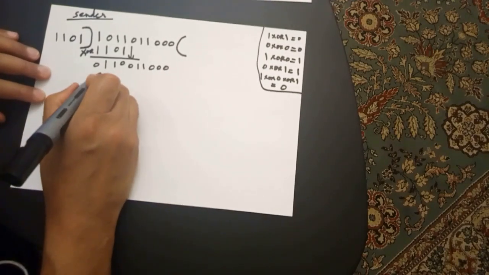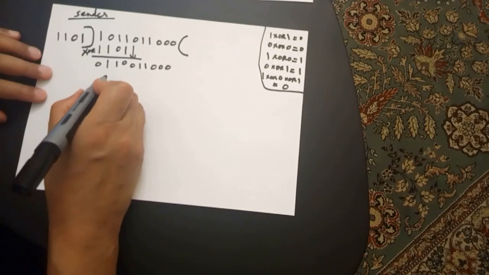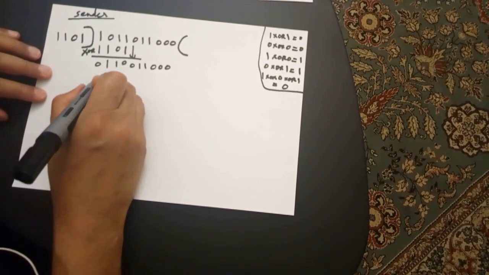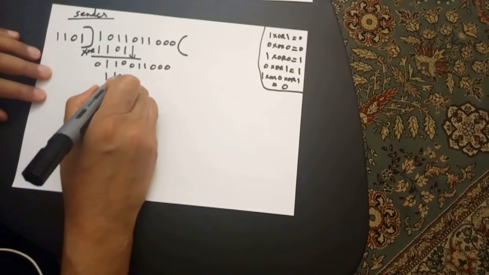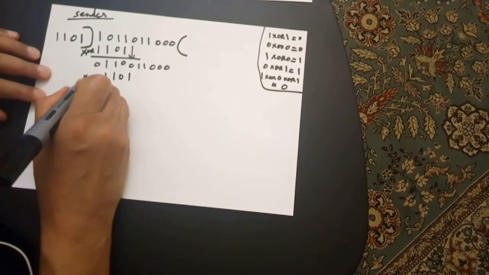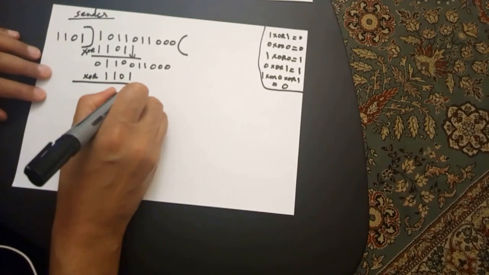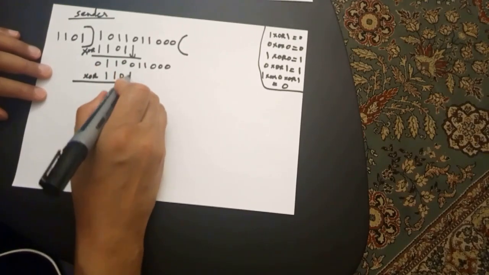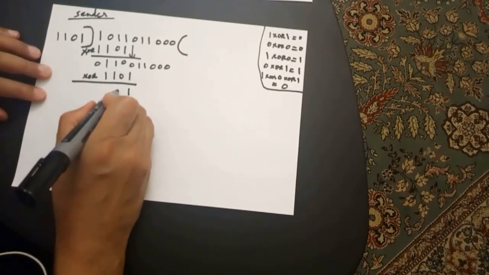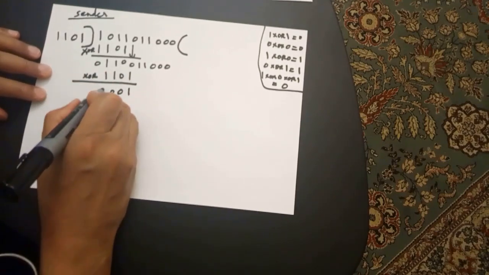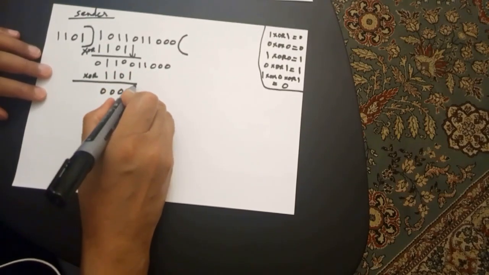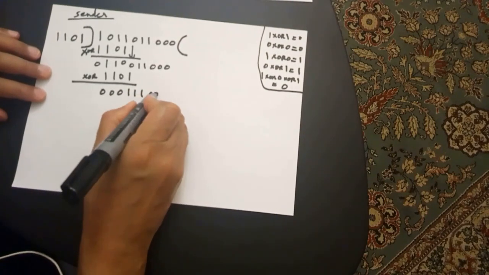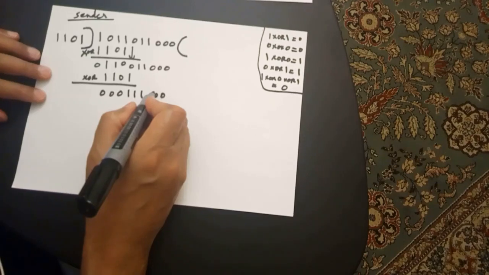Now we start again with the leading 1, the most significant bit. Again perform an exclusive OR with 1 1 0 1. So 0 XOR 1 is 1, 0 XOR 0 is 0, 1 XOR 1 is 0, 1 XOR 1 is 0, and copy the remaining string, 1 1 0 0 0.